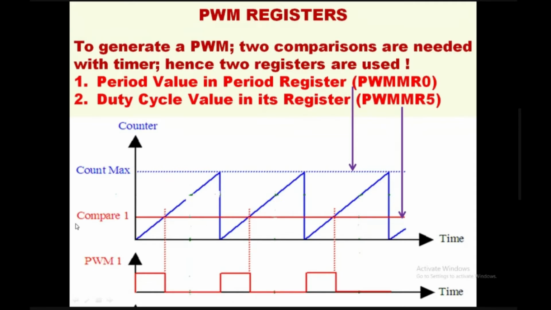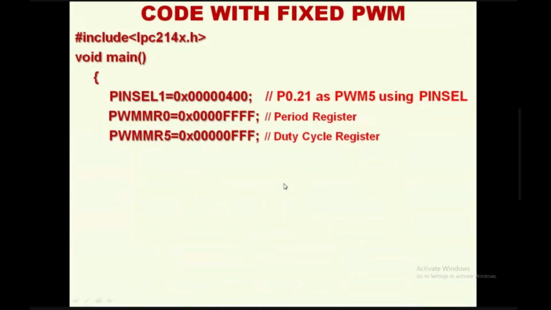So from this slide, it is very clear that for a pulse width modulation to be generated, there are two registers which are mandatory. One register is choosing the period of the PWM. Another register is choosing the duty cycle, which is the on time within the period. So the on time register is called the duty cycle register. In our case, it is a match register. So MR5 is the duty cycle register, and MR0 is the period register with respect to our LPC2148. Now it is 100% clear, right?